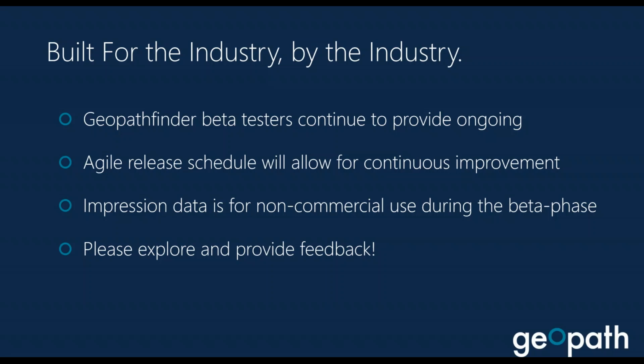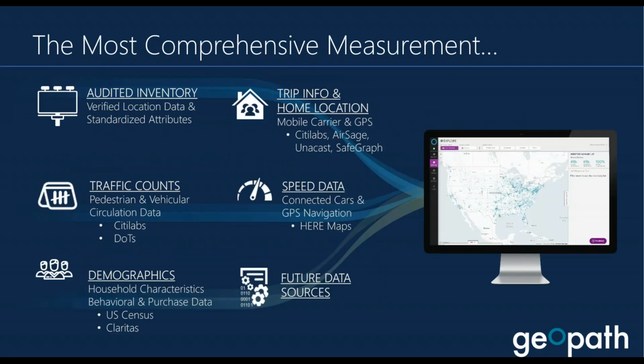Also, I always want to make sure I say that the impression data that you're seeing in the tools now is for non-commercial use during the beta phase. So this is, at this point, for testing purposes, to explore and check against the ADS. The ADS impression data, in our tools, or what you get from Kalmar or other sources, are the currency of the industry at this point until we move over to the Geopath Insight Suite.